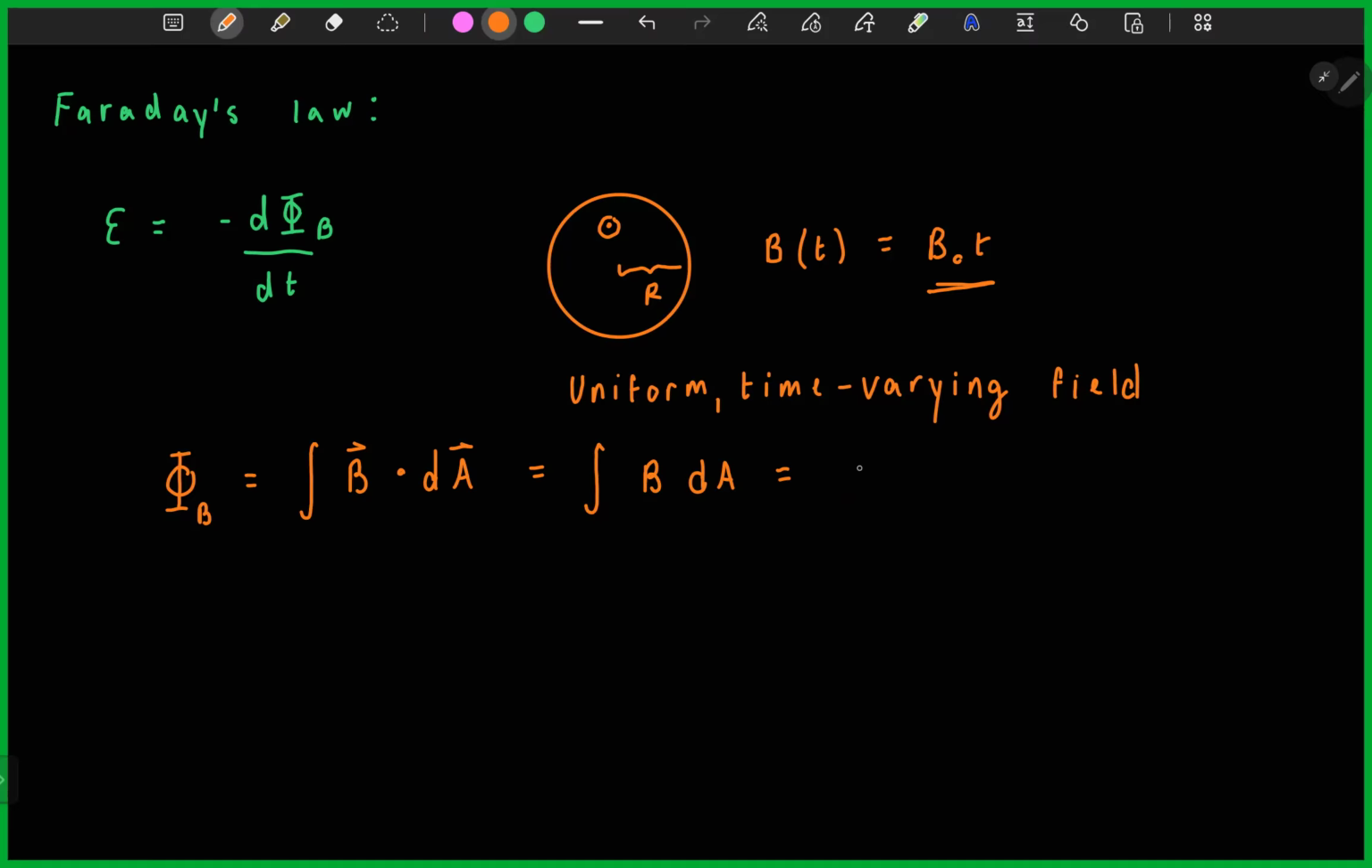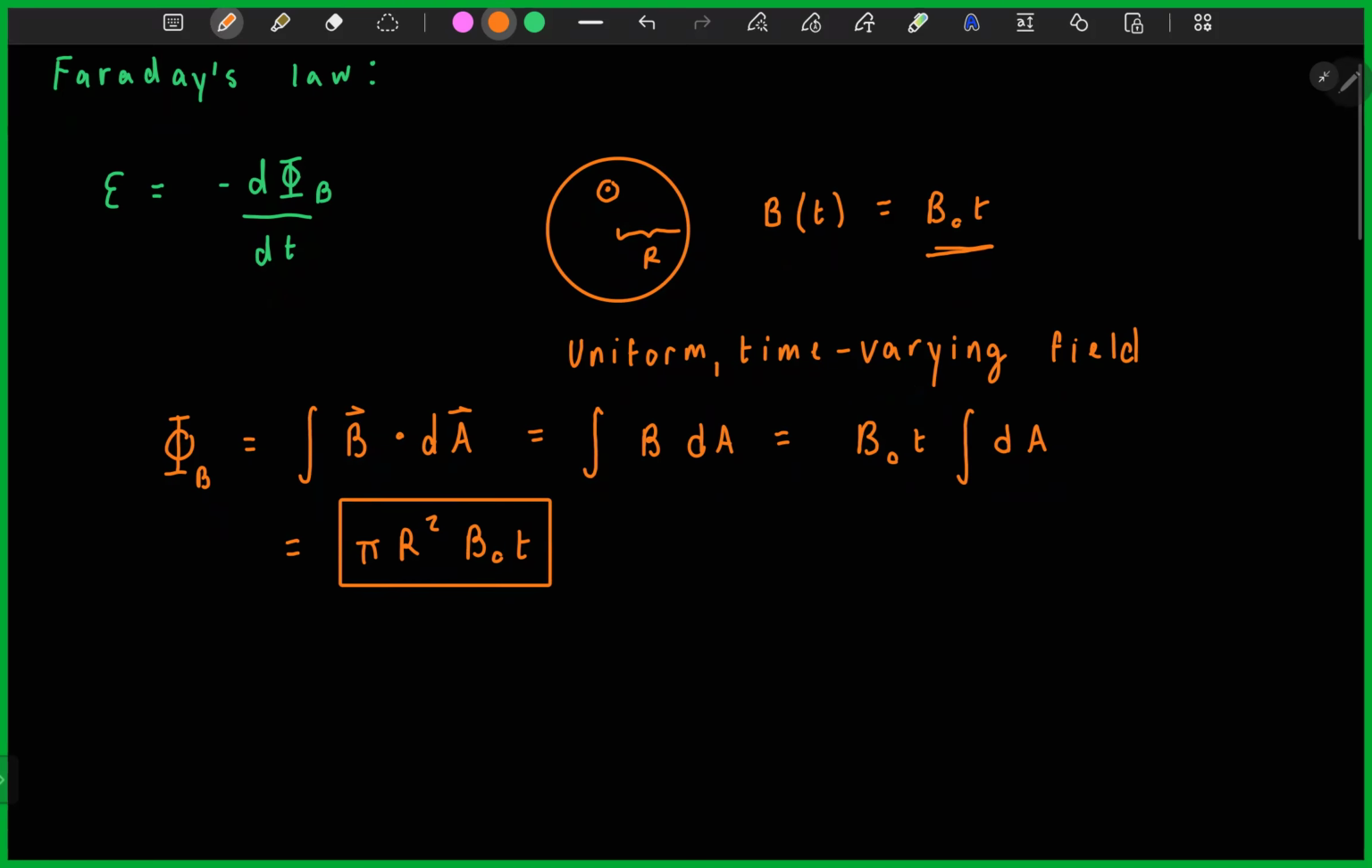Therefore, we can pull out our magnetic field and be left with B naught t times integral dA, where I've plugged in our actual value for the magnetic field. And then lastly, integral dA is just the area of our loop, which in this case will be pi r squared B naught t. And so now we're interested in understanding what the derivative of this is. In this case, that's fairly simple. d phi B by dt is constant and is simply pi r squared B naught.